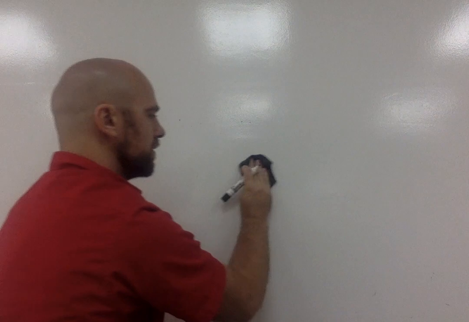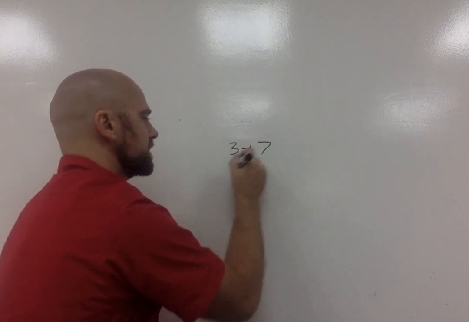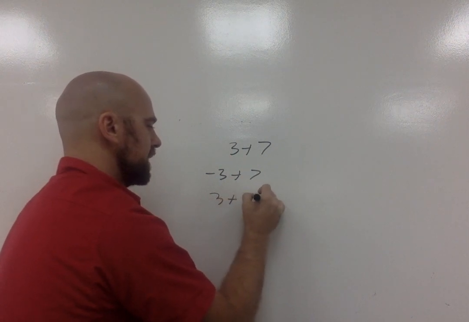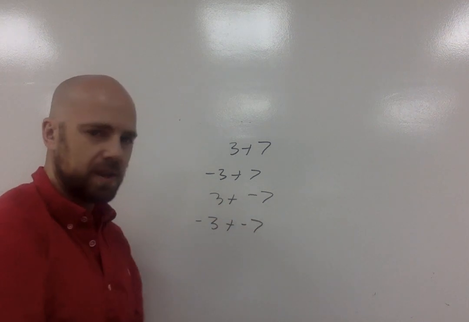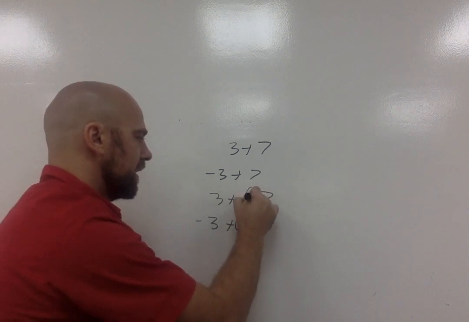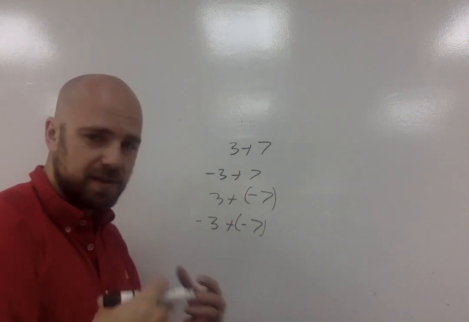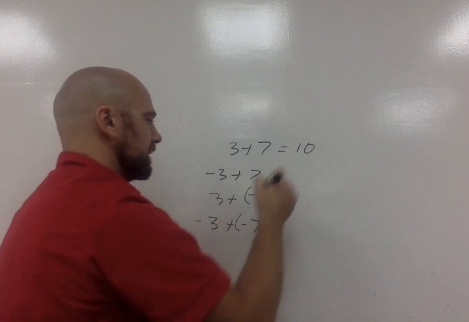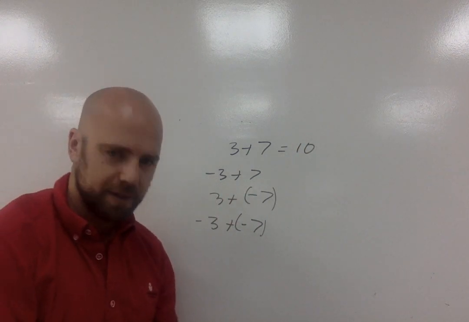So I'm going to use the same example. The possible outcomes that we could have are 3 plus 7, negative 3 plus 7, 3 plus negative 7, or negative 3 plus negative 7. In my opinion, adding is the easier way to go. So when we have 3 plus 7, that's something you've been working on since grade 1, and we're going to get 10.